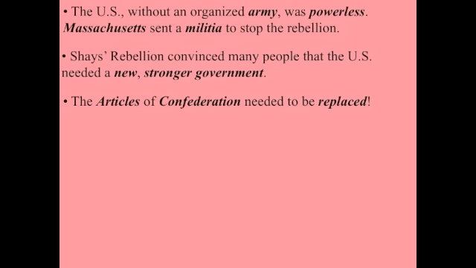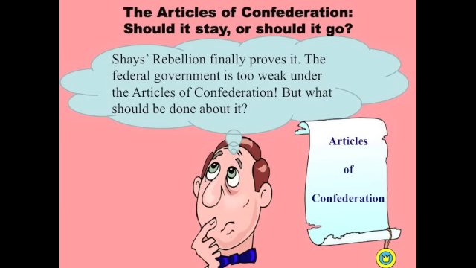But what Shay's Rebellion did overall, the bigger picture of it, was that it convinced people that the United States needed a stronger federal government. The Articles of Confederation, at first, they thought needed to just be fixed. Eventually, they come to the realization that they need to be replaced altogether. So the idea of the Articles of Confederation: should it stay or should it go? Should we fix it or should we replace it? Shay's Rebellion proved that the federal government was too weak. They couldn't even send the military to end a rebellion. So what were they going to do about it?